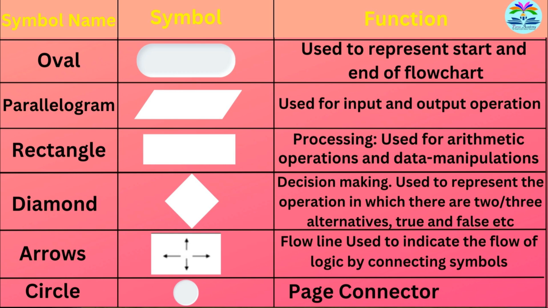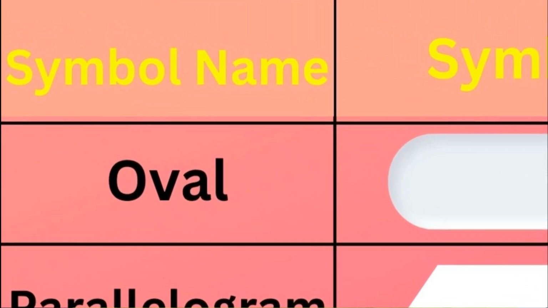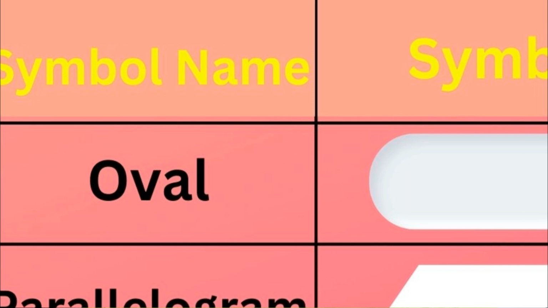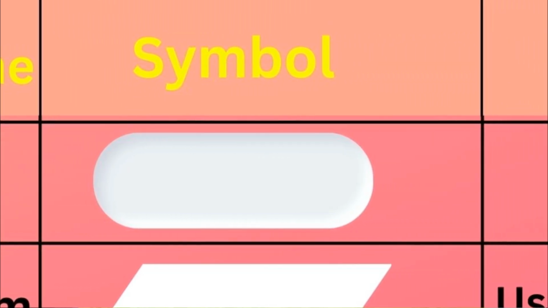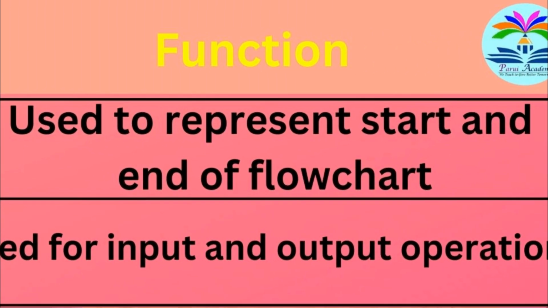Let's look at the symbols and I also describe their functions. The first symbol is the oval. What is the function of the oval? It's basically used to represent the start point and the end point. So at the beginning of the flowchart we use an oval, and again at the end of the flowchart, at the end of the program, we use an oval to indicate the end point.